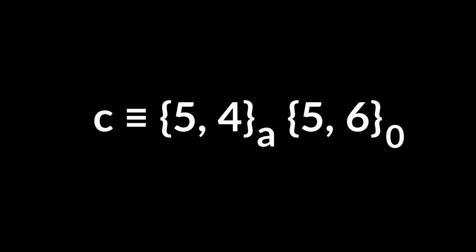This is easy. Take event C, which matches edges 5, 4, A and 5, 6, 0. Once again, the suffix A indicates that the edge 5, 4, A matched by event C was created by event A, and the suffix 0 indicates that the other edge 5, 6, 0 matched by event C existed at the beginning of the universe. So, event A has to happen before event C can happen.